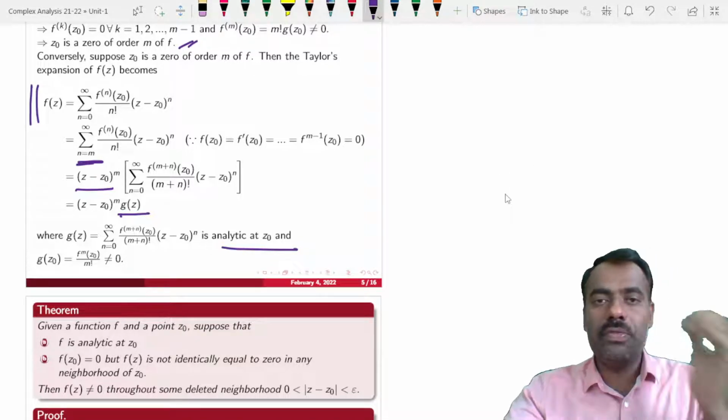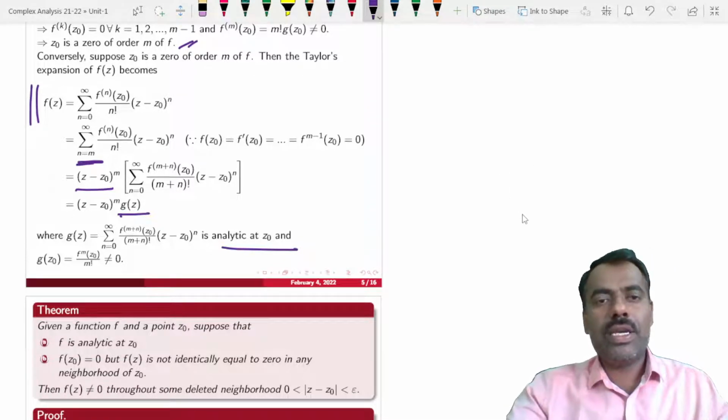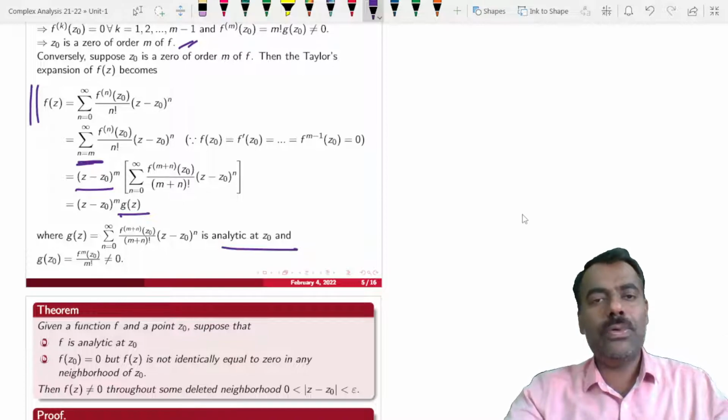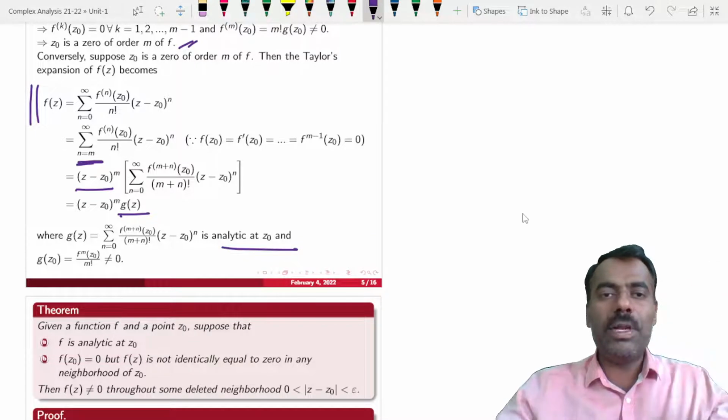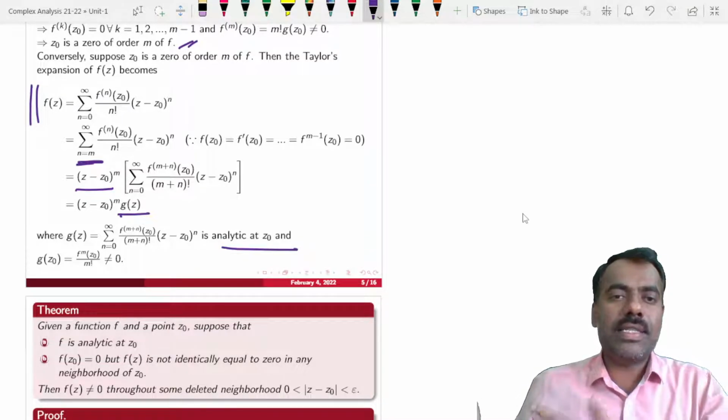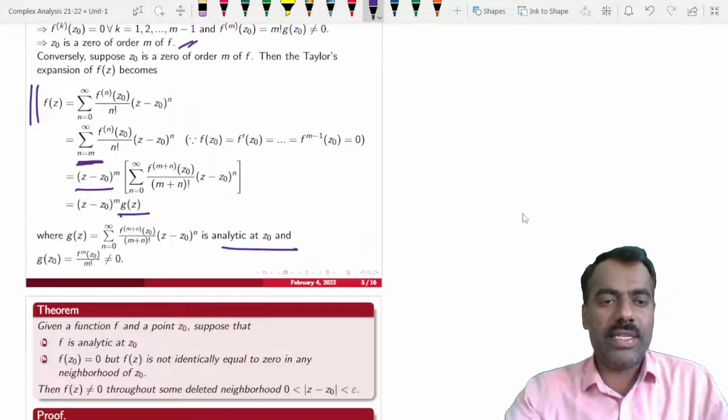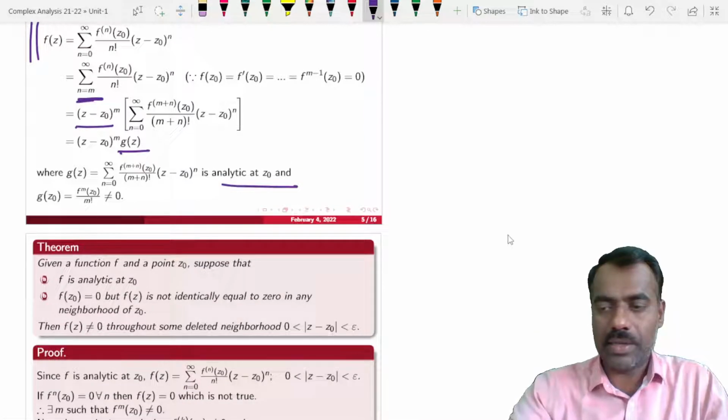If you see from the last two classes, we are using the results which we have proved already. We are not using anything new. We are properly putting the results together such that we get our required results.